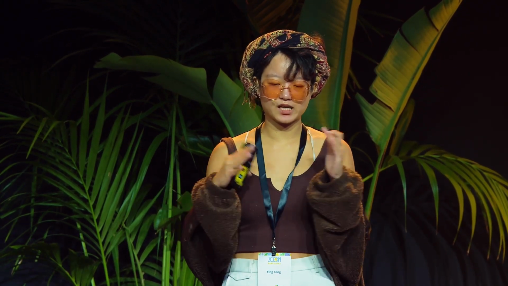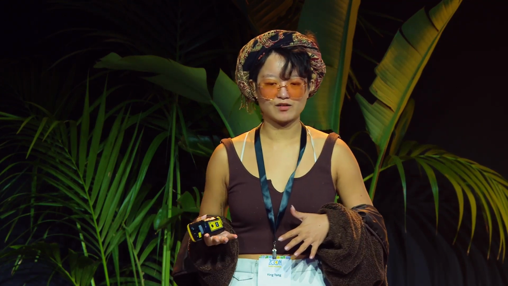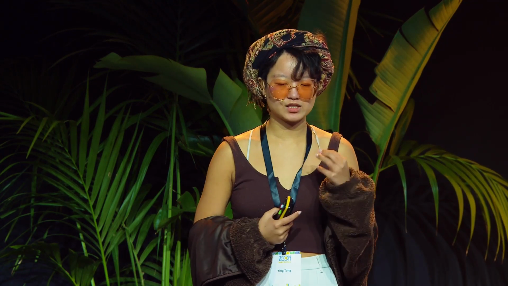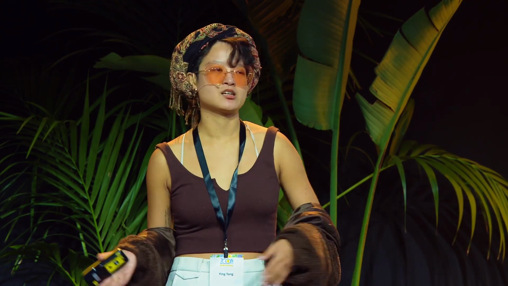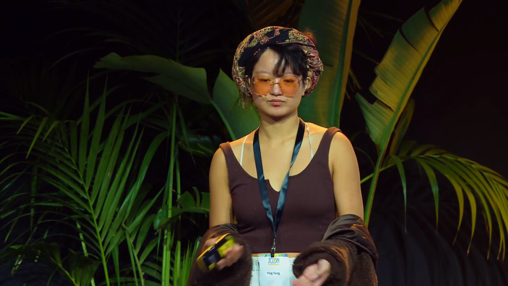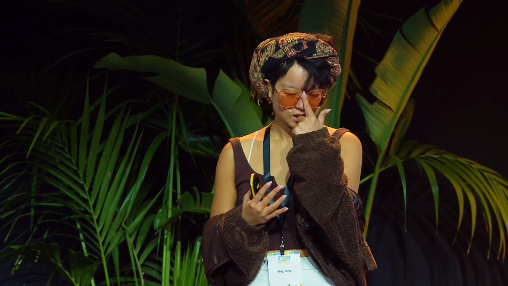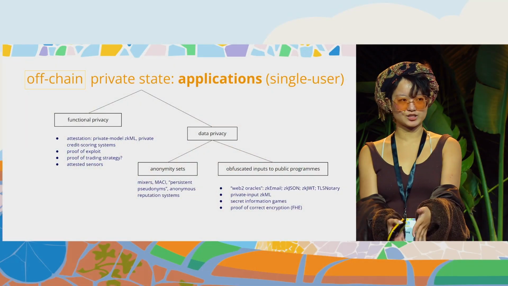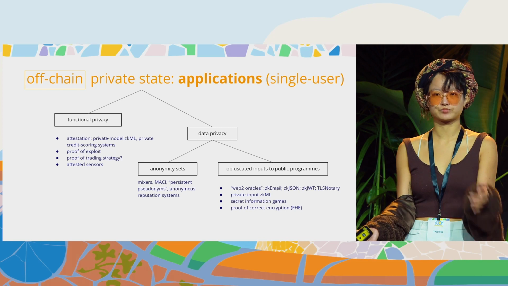So yeah, this is just an incomplete taxonomy of the range of things we can do with just zero-knowledge proofs, with just a single user knowing all the state and mutating it off-chain. And Zcash is one of these applications. Most interesting applications of zero-knowledge proofs fall into this category.